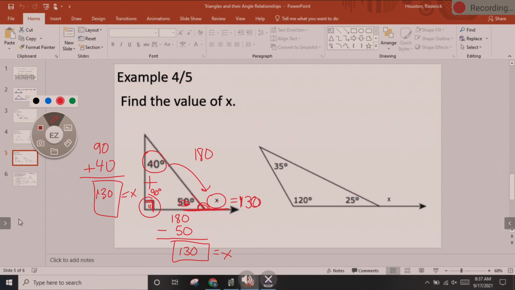Okay? Same thing here. We can add these two, which we know 120 plus 35 is 155. So we know X is 155. So you can add these two to get your X, or you can simply do 180 and subtract this 25 from X to get your 155. Either way, you're going to get the same answer. Whichever way works best for you.